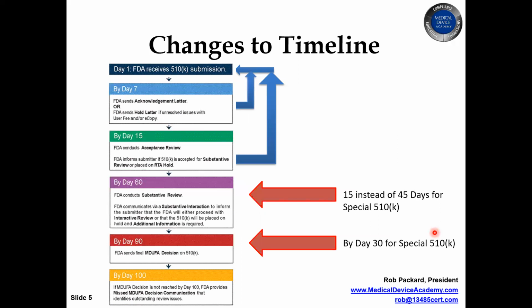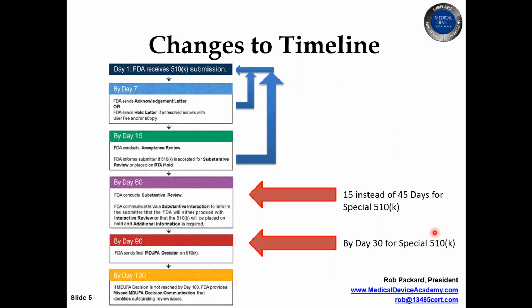So, changes to the timeline. On the left, you see the standard timeline for a 510K. On the right, you see two arrows indicating where the changes are. The changes are not in the beginning of the process, but at the end. The substantive review, instead of being a 45-day process to take you from day 15 to day 60, it's now a 15-day process. So the actual time that the lead reviewer is going to be looking at your submission is only 15 days. Somebody else is probably going to be looking at it for the RTA screening.